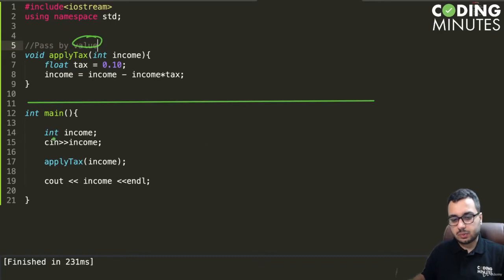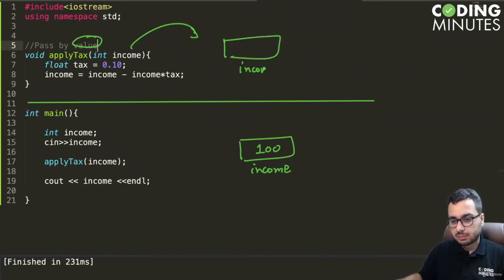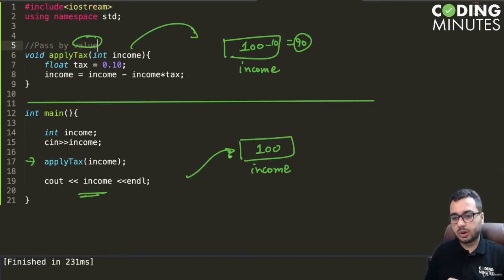What happens is when you're taking input your income, it is stored inside a bucket called income, and when you're sending this income to this function, here you're creating another bucket that also has the name income. And this value 100 is copied, and when you apply this formula, this income is changed, it becomes 90. And in the main, after calling this function, when you try to print income, you are actually printing this income.